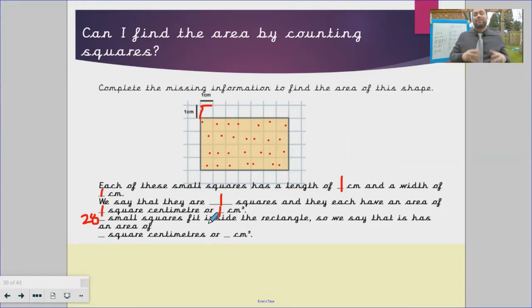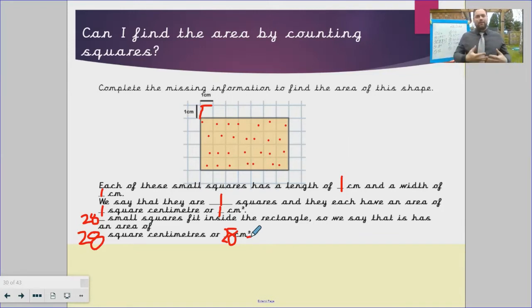So we can now say that because each square is 1 centimeter, has an area of 1 centimeter squared, there are 28 of them. So now we can say that the area of this shape is 28 centimeters squared, or 28 cm, and then the little 2. The little 2 there tells us that it's squared. Hopefully that makes sense.